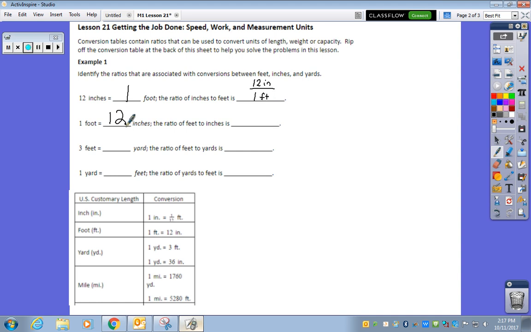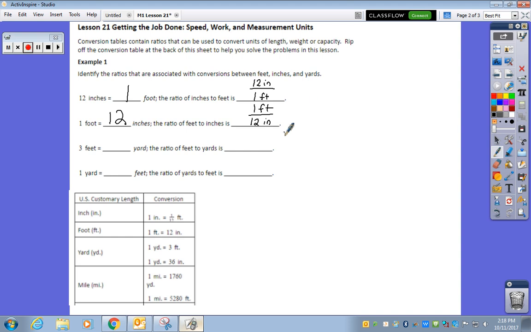The ratio of feet to inches is 1 foot to 12 inches. So again, remember with ratios, order does matter. When we use our equal fractions, it really won't matter which one we're putting on top and which one on the bottom, in our numerator or denominator, as long as we're lining up our units.